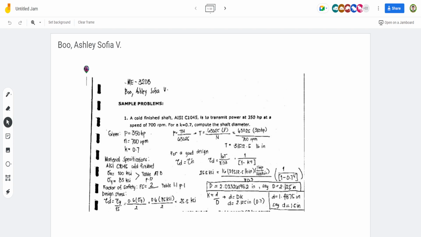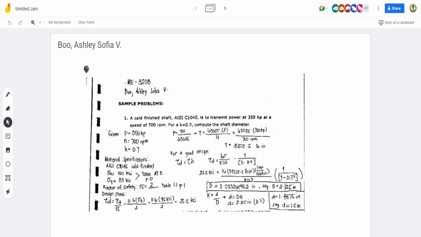Okay. So, kanina po ay yung pong kagaya po ng nilist ni ma'am na given. So, sa power po ay may 350 HP po na given. Tapos, may binigay po na speed of 700 RPM. And meron pong K na 0.7. So, sa material specifications po, makikita po ang Sigma U at Sigma Y for AISI C1045 cold finished sa table 88 po, page 17. Doon po ay makikita po natin na ang value po na Sigma U for AISI C1045 ay 100 KSI. Tapos Sigma Y po ay 85 KSI.